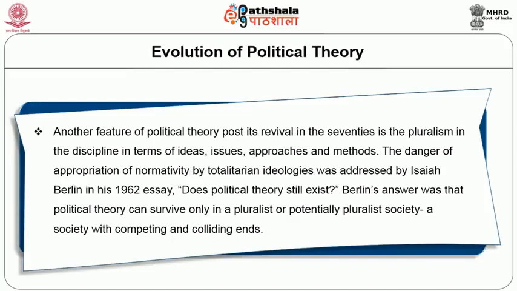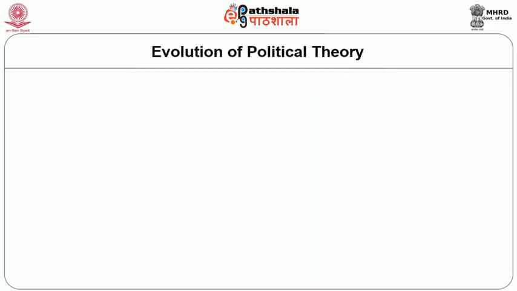Another feature of political theory post its revival is the pluralism in discipline in terms of ideas, issues, approaches, and methods. The danger of appropriation of normativity by totalitarian ideologies was addressed by Isaiah Berlin in 1962 essay, Does Political Theory Still Exist? Berlin's answer was that political theory can survive only in pluralist or potentially pluralist society with competing and colliding ends.